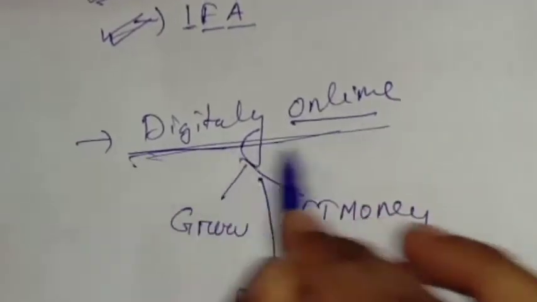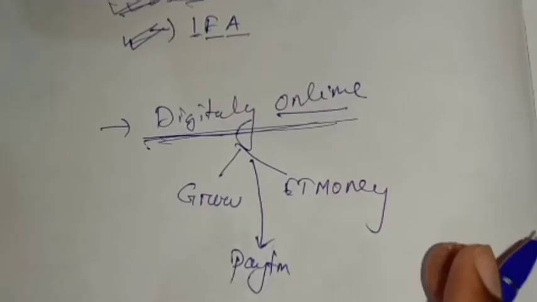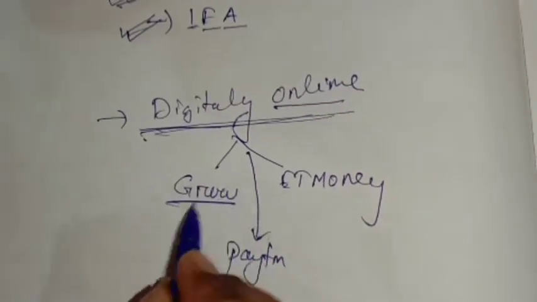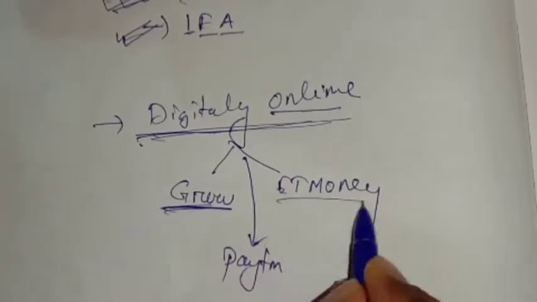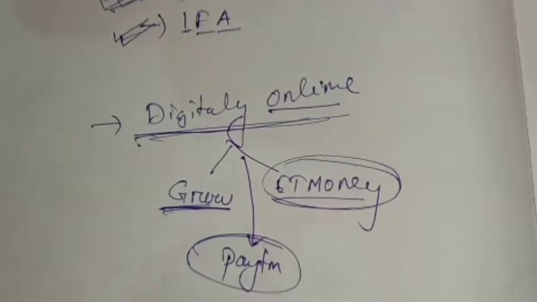Nowadays you can invest directly, digitally or online through an online platform, as everyone has a smartphone today. So you need not go anywhere. You can invest your money in the Groww app. ET Money is one app where you can invest. Paytm is there, and a lot of other apps are there where you can invest your money.